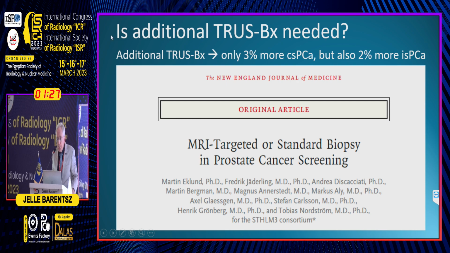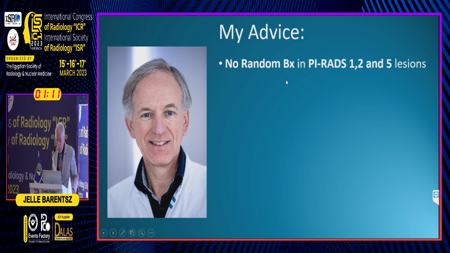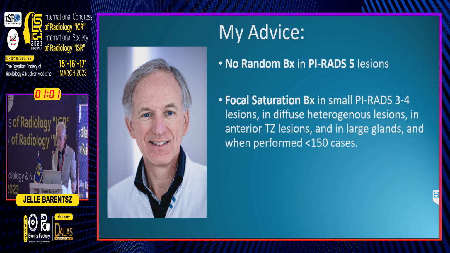There was a nice paper in the New England Journal recently from the Swedish colleagues. They showed that an additional systematic biopsy only gave 3% more clinically significant cancers and also a bit more insignificant cancers. So systematic biopsy is not really helpful. So my advice: no random systematic biopsy in the PI-RADS 1, 2 and 5 lesion.